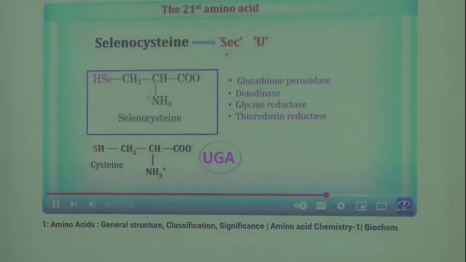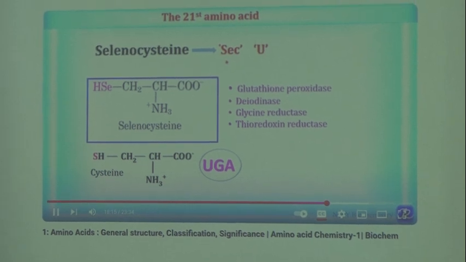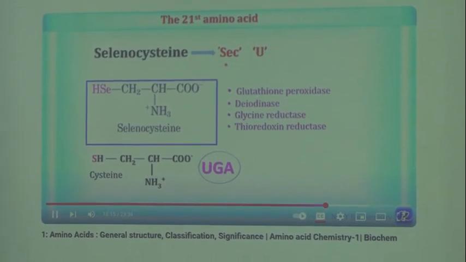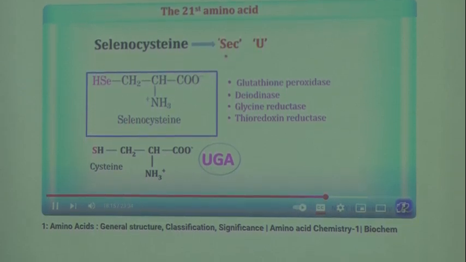The 21st amino acid, selenocysteine. In cysteine, there is a sulfur group. In selenocysteine, there is a selenium metal. That is the difference only. And this is an important component of glutathione peroxidase, deiodinase, glycine reductase, thioredoxin reductase. It has a codon also, UGA.